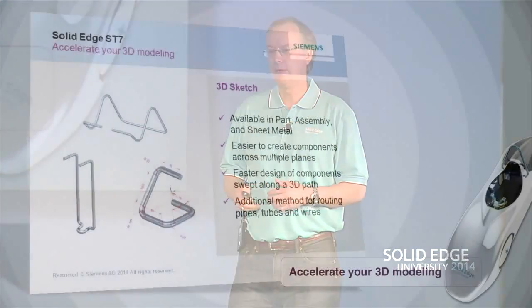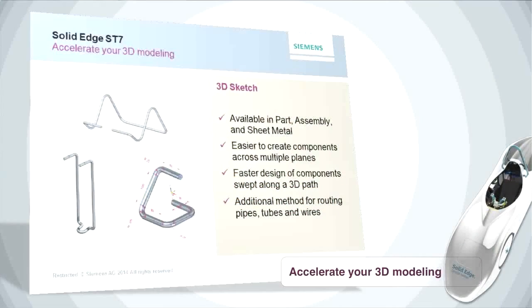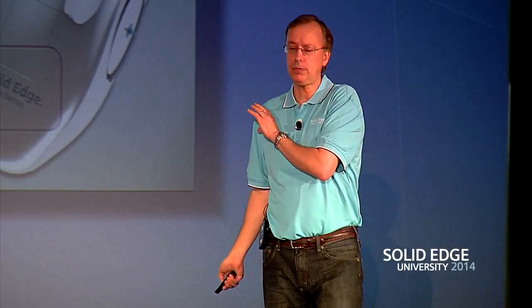As you can see, it's available in part. It's also available in assembly and sheet metal. And that ability to just create across the 3 dimensions very intuitively. As we said, it's great for those swept kind of features like wires, bent wire kind of stuff. But also for those of you that are doing tubing or pipe routing, that kind of thing. Of course, we have the existing express route tools, but these 3D sketching tools can be the most productive way to do some of that work as well.